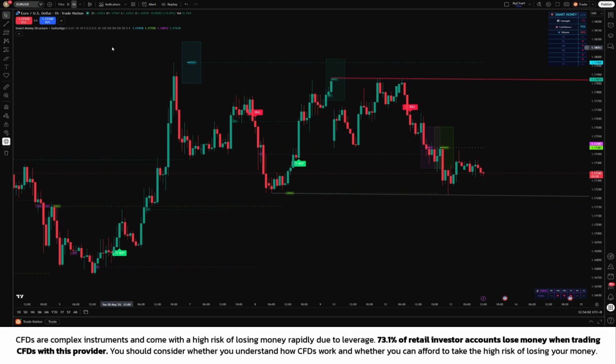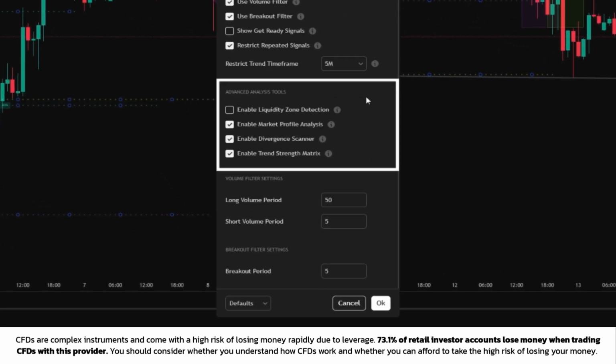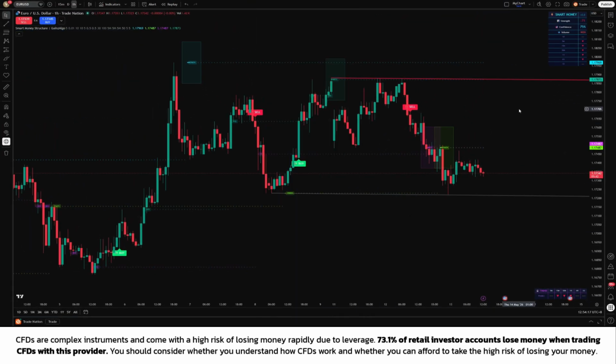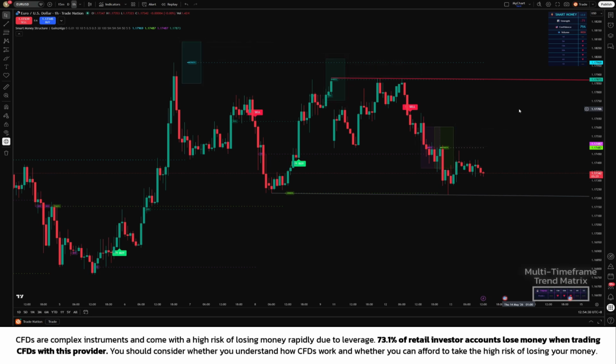The script also adds extra tools around the core structure model. It includes cumulative volume logic, optional liquidity zone detection, divergence scanning, dynamic trend lines, and a separate trend matrix. That makes the chart feel less like a single-purpose indicator and more like a full smart money workspace. Volume is not only shown as a basic bar reading, it is interpreted through cumulative pressure. Liquidity areas can be highlighted, divergence can be flagged, and the trend matrix adds another layer of directional context across different intervals. Together, those elements give more depth to the structure signals already on the chart.